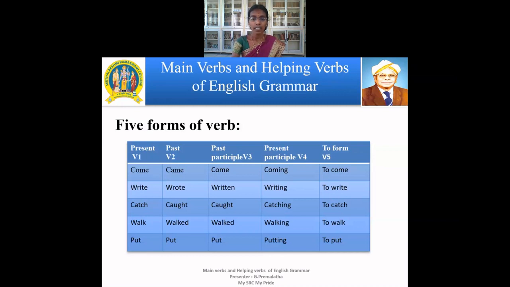I have given some other examples, that is catch. Catch is V1, caught V2, V3 also caught, V4 catching, and to form verb to catch. Another example, walk, walked, walked, walking, to walk. And then one more example I have given, that is put, put, put, putting, to put. So these are all the 5 forms. I have given few examples alone. There are plenty of main verbs available in English.